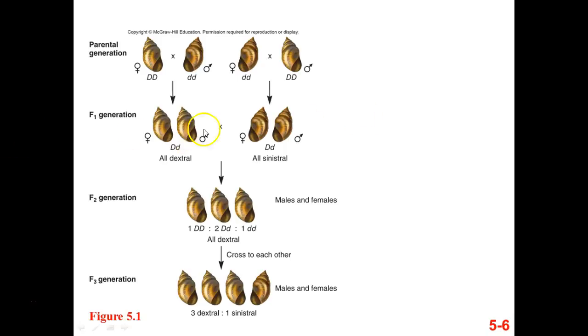So when you cross 2 heterozygous individuals, you get this pattern of genotypes, but notice again, look at the phenotype. All dextral. Because mom is dextral. When you do the third cross, you get back some of the recessive. So let's look at this.